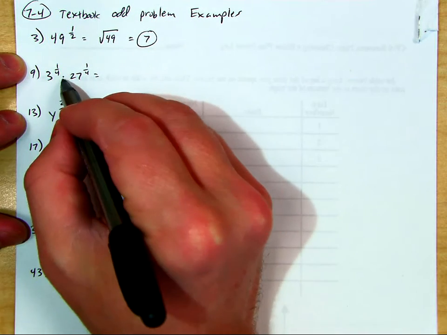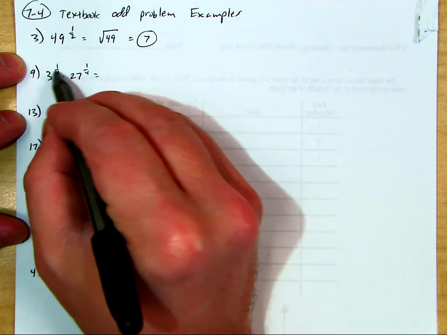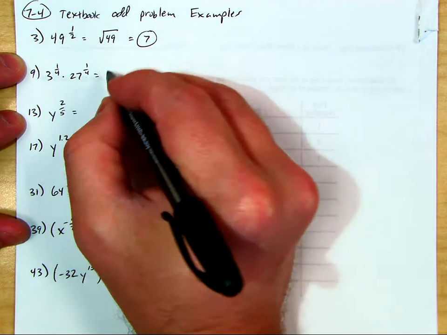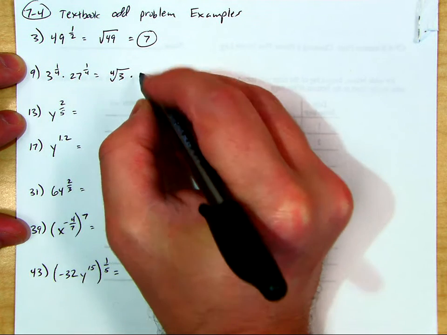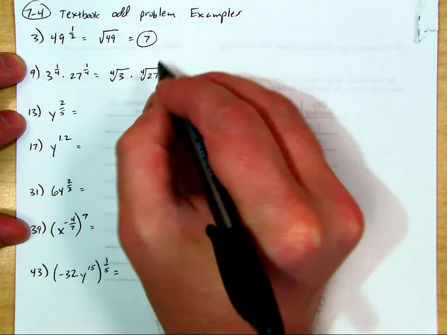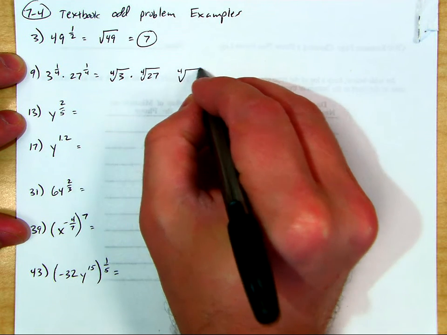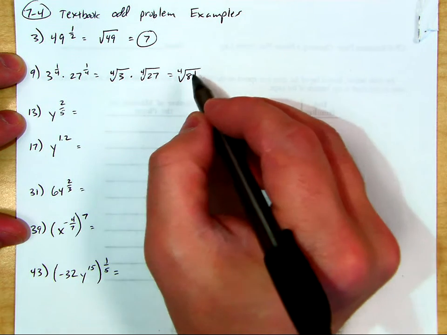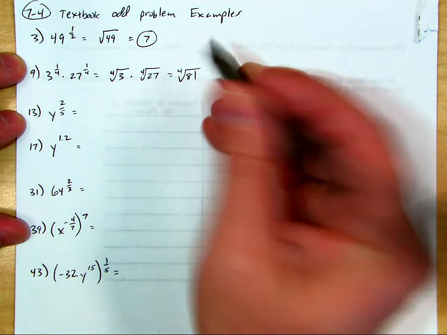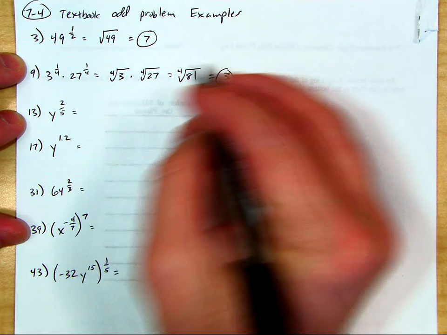Okay, 3 to the 1/4 times 27 to the 1/4. Now these do not have like bases, so we cannot just add the exponents. In this case, let's transform them into radicals, and it's 4th root of 3 times 4th root of 27. Now we can multiply the bases together and put underneath 4th root. 3 times 27 is going to be 81, and aha! We know what the 4th root of 81 is. We can do it on our calculator. That's just going to jump out and be 3.